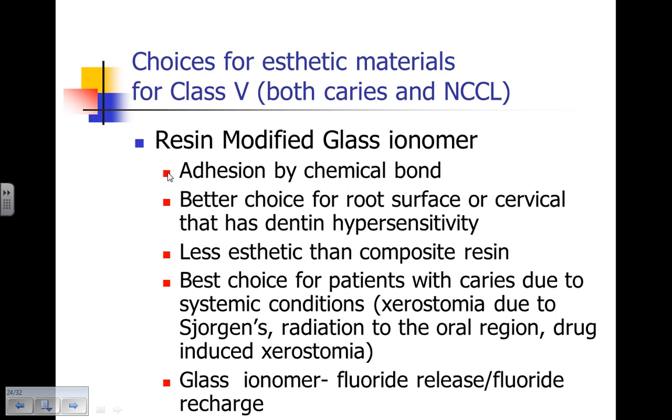The chemical bond, the adhesion, is an ionic interaction between the calcium and the glass ionomer, and it chelates the calcium. When you have a root surface that has cervical sensitivity, dentinal sensitivity, it's a better choice for restoration. Rather than using an acid etch and possibly opening up tubules, making the tooth more sensitive if we don't seal them, the glass ionomer doesn't require an acid etch technique.